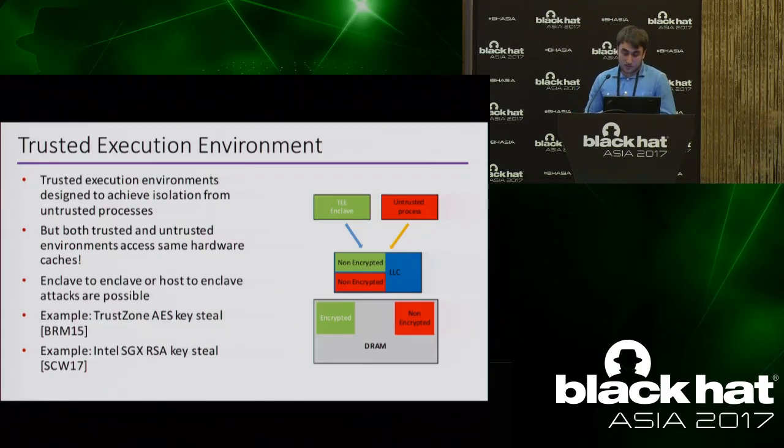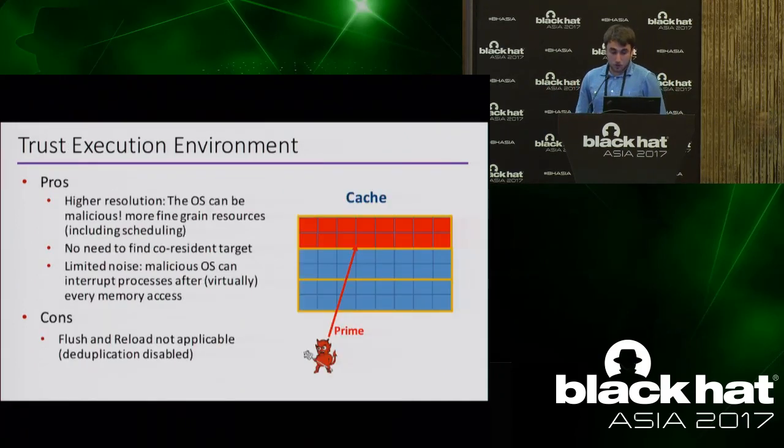In this case, since we can consider that the operating system is malicious, we can do either enclave-to-enclave attacks or host-to-enclave attacks, right? We have seen attacks that perform AES and RSA key recoveries across these two scenarios. I said this is the most promising scenario for me because we have several advantages. I only see one disadvantage: a high-resolution attack like Flush+Reload is not applicable, because deduplication is usually disabled between trusted and untrusted worlds.